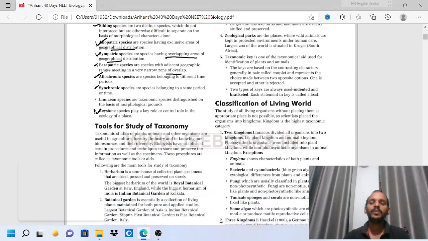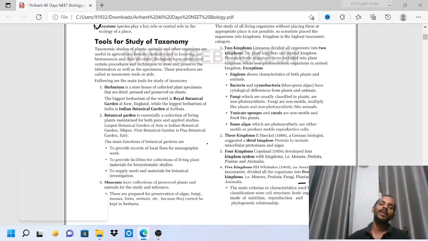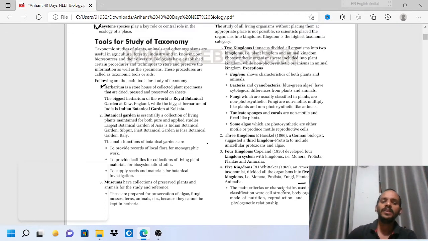There are different tools we use for the study of taxonomy, like herbariums, botanical gardens, museums, and zoological parks. With the help of these tools we study taxonomy. First is a herbarium. Herbarium means we store plant specimens, dry them with the help of some chemicals, and preserve them on a sheet, so it is known as a herbarium. And we write a name on the upper side: family, genus, species.